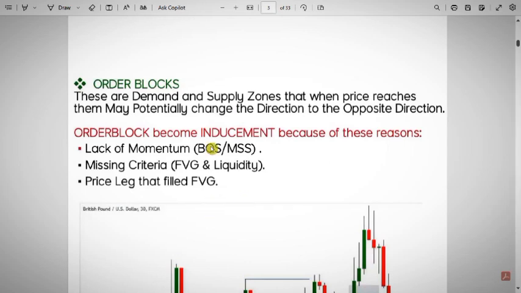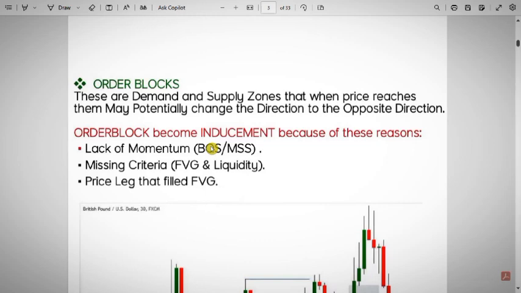Order blocks are demand and supply zones that, when price reaches them, may potentially change the direction to the opposite direction. That's an order block. Other people define it as the last opposite candle before price creates a momentum shift, before price breaks structure, before price leaves behind an imbalance. So we mark the last opposite candle before that impulsive move that left behind an imbalance and broke structure. That's the simple definition of an order block.